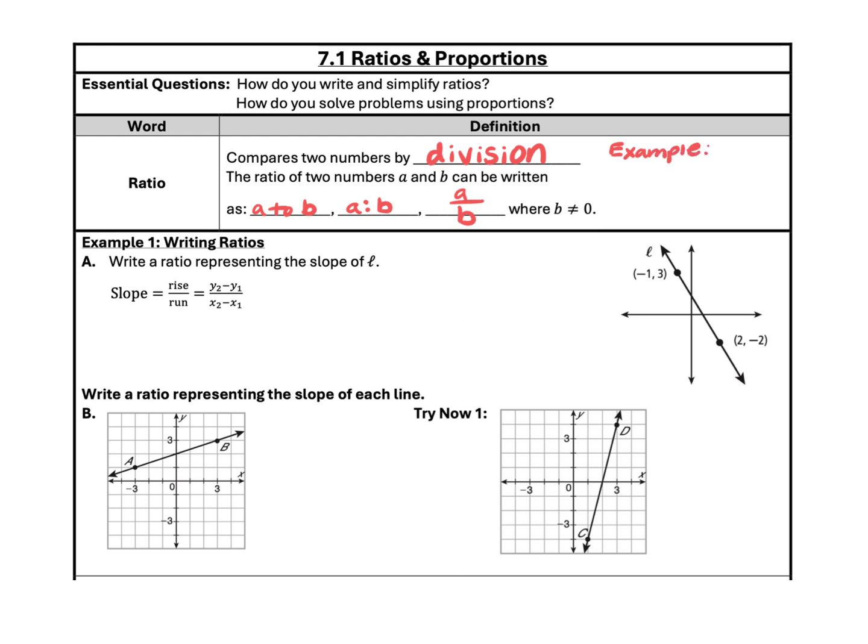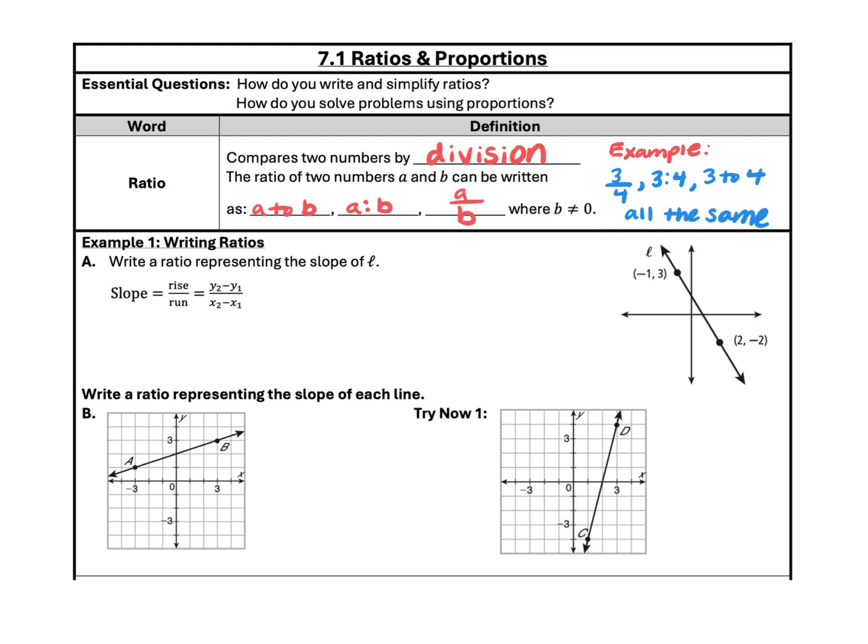I'll give you an example with some numbers. So I could do, for example, 3 over 4 is a ratio, 3 colon 4 is a ratio, and 3 to 4 is also a ratio, and these are all the same. So they look different, but they all represent the same ratio.